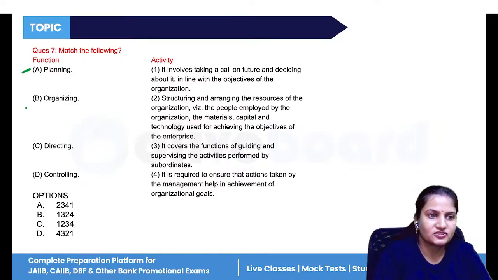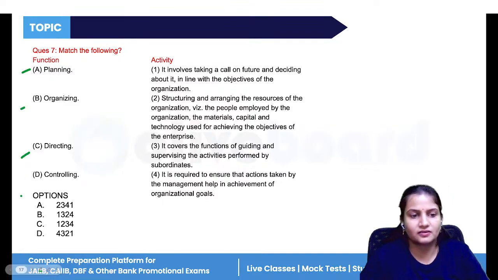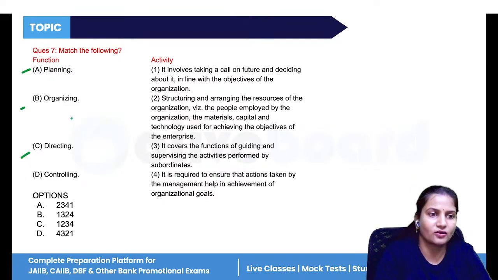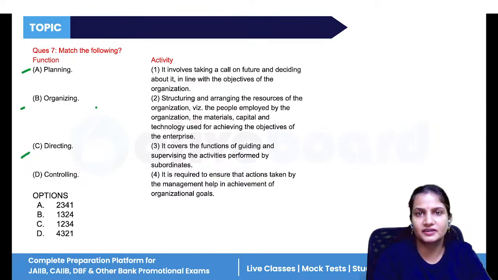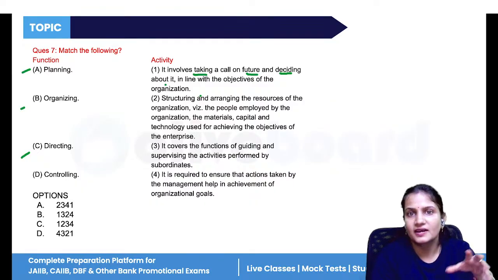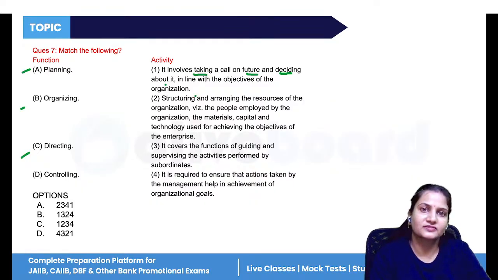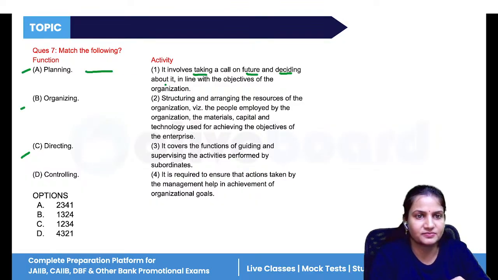So different functions are given and we have to match with the options. So what? Planning, organizing, directing and controlling. Planning is what? Planning means deciding in advance what to do, how to do, when to do. So it involves taking a call on the future and deciding about it. So you will see the present and analyze, you will make plans for your future so that you can achieve the targets. Yes, this is matching to one.